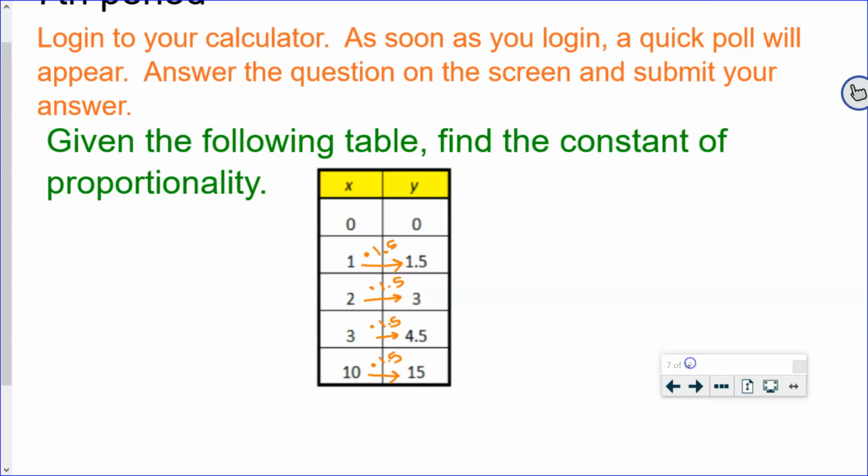So I would say the constant of proportionality is 1.5. That's it. It's just the number. By definition, the constant of proportionality is a number we multiply by. So when I'm asking what's the constant of proportionality, I'm saying, what is the number we multiply by? And you would just need to say 1.5.